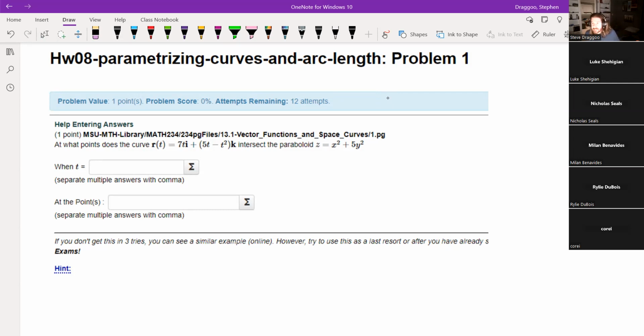If we want these things to be equal to each other, we want to figure out where they intersect, I should just start plugging in my values for x, y, and z. So the x component of my curve is 7t. The z component of my curve is 5t minus t squared. And the y component of my curve is 0. So notice that there's just a 0j that wasn't listed there.